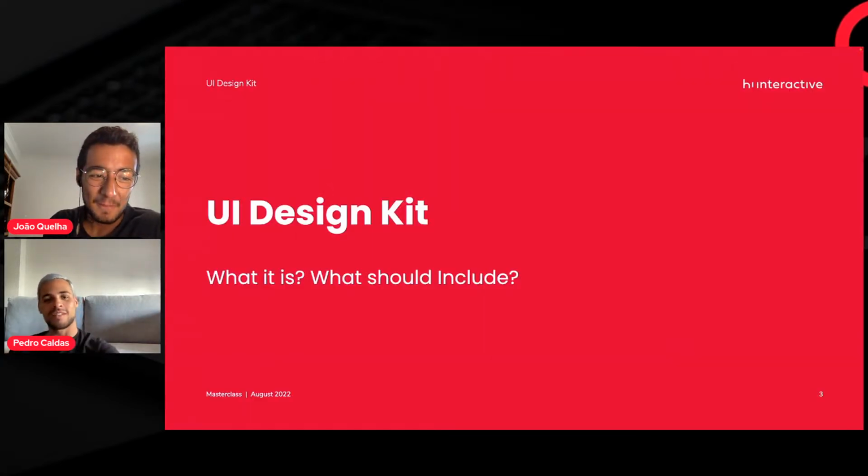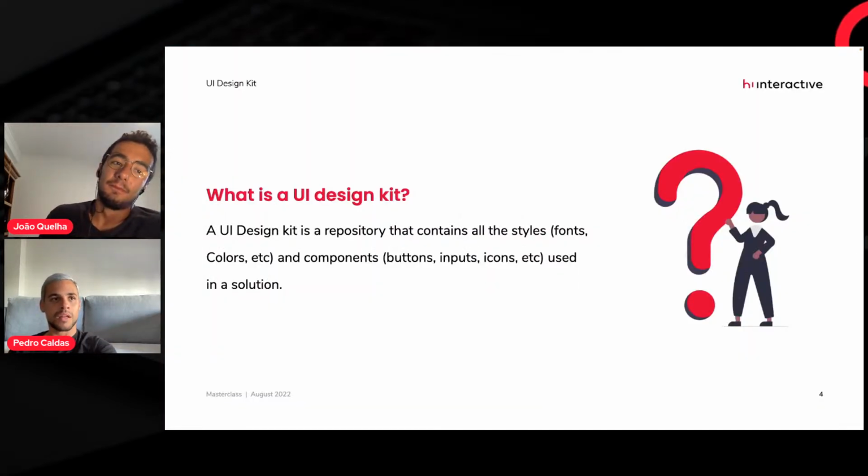So I will start by responding to the question: what is a UI design kit and what should it include? Briefly, a UI design kit, as the name suggests, is a resource that contains all the styles like colors, fonts, spacing, etc., and also the components, buttons, icons, inputs used in a specific solution. So this is what a UI design kit is.